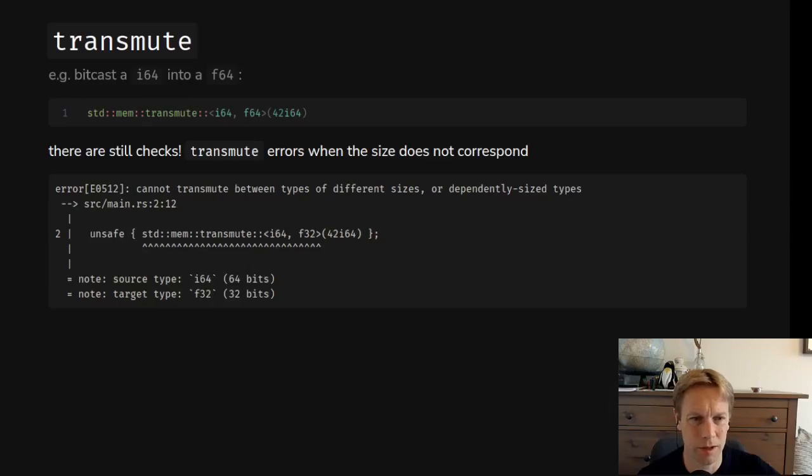So, for example, in this case, you can't transmute an I64 into an F32 because it's very easy for the compiler to say, no, that's got the wrong number of bytes, the wrong number of bits. So it will refuse to do that at compile time. So it's not like all your checking is gone when you're doing unsafe code, but you have to read the docs, make sure you follow the rules that they give you. And in this case, this rule is a particularly difficult one to follow, I think.